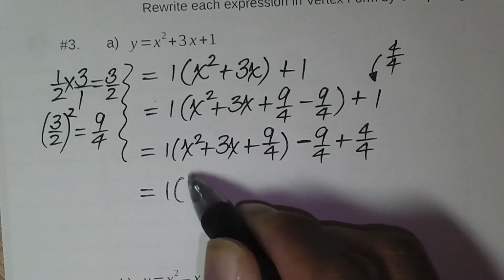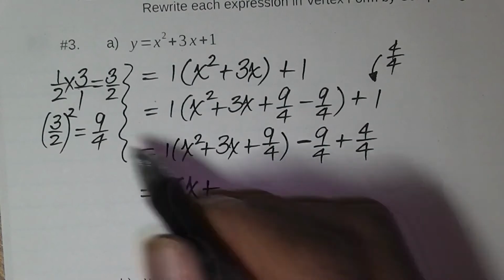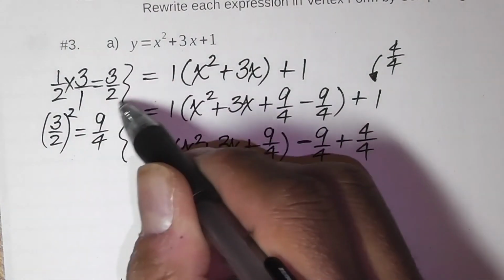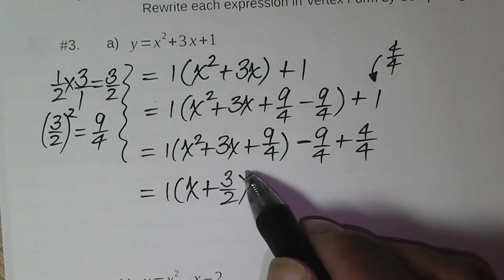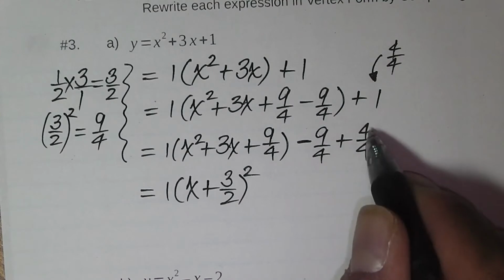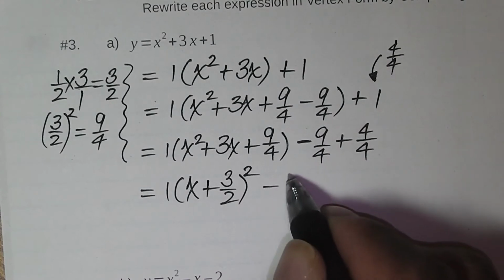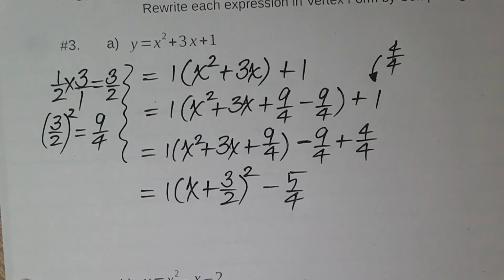1 brackets x plus, so we use the 9 over 4, 3 over 2 squared, minus 9 over 4 plus 4 over 4, minus 5 over 4.